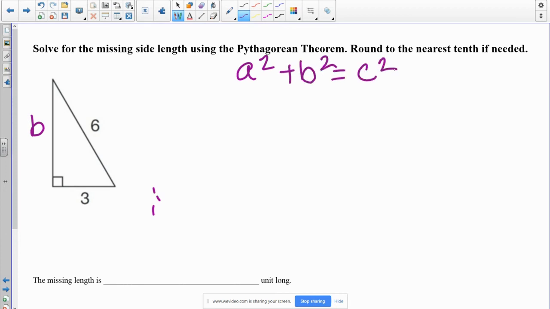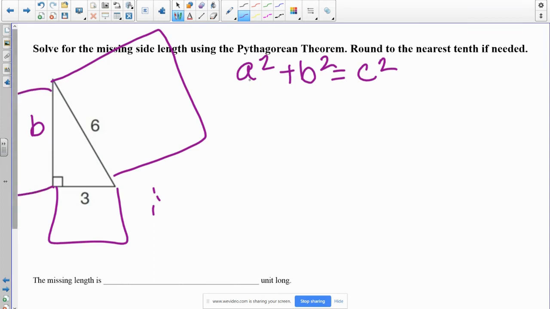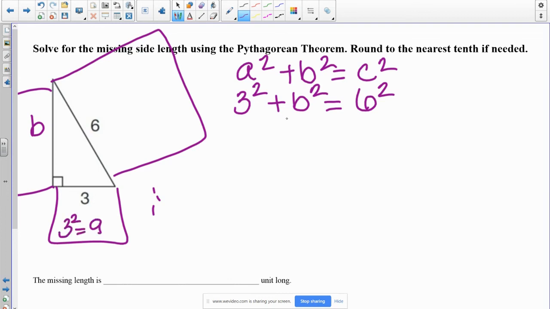And then I'm going to plug in what I know. Again, if it helps you to draw the squares off, you're more than welcome to. a is going to be 3 this time because I made this missing leg b. So I have 3 squared plus the unknown squared equals, and this is my hypotenuse, which is 6. And I'm going to square that. So the area of this square, which is 3 squared, is 9. So we have 9 plus, I don't know yet what the area of that square is, and 6 squared equals 36. So I know that equals 36.